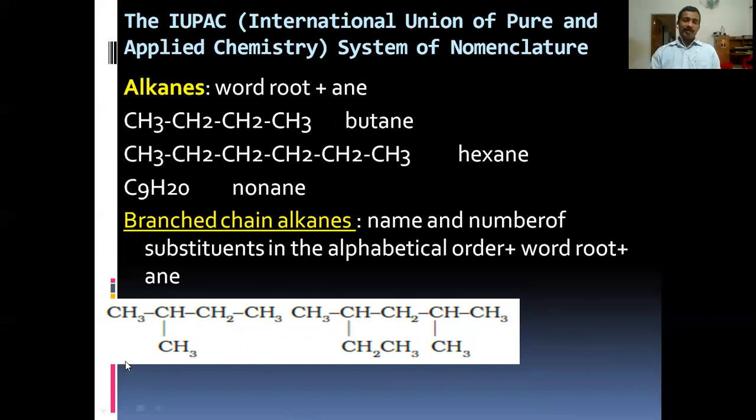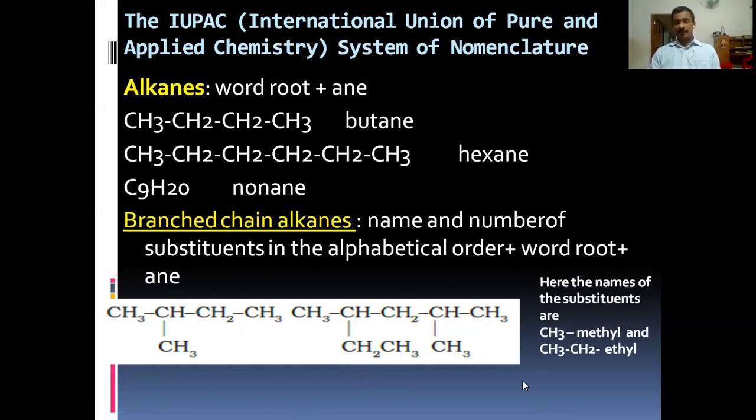So here you can see it has substituents. CH3 is a substituent. CH2CH3 is another substituent. Again a CH3. So here there are 3 substituents, and the names of the substituents: CH3, methyl. CH4 is methane. When 1 hydrogen is substituted, it will change to CH3, so it is known as methyl. And CH3CH2, ethyl.